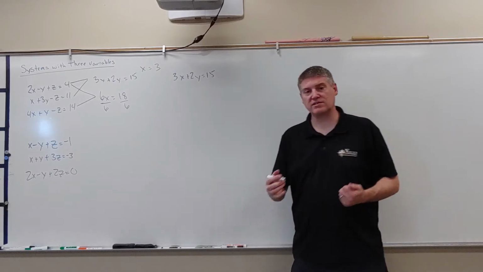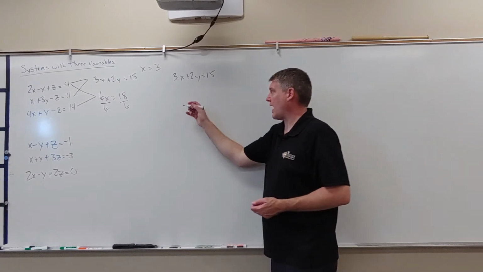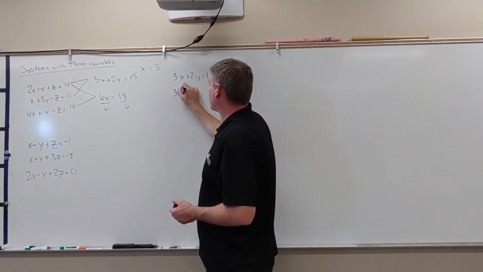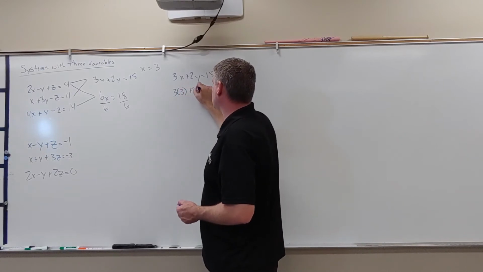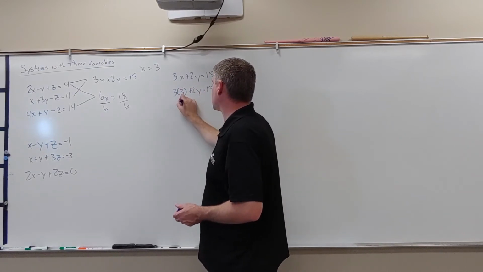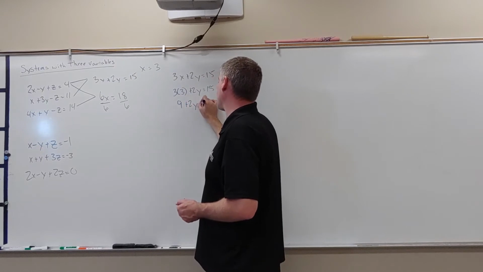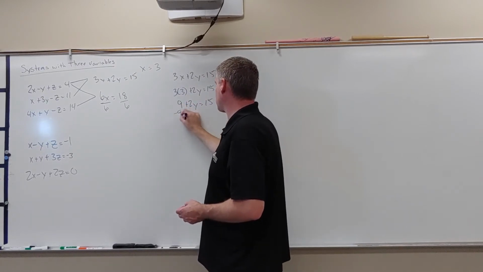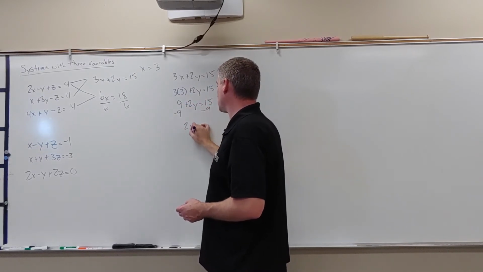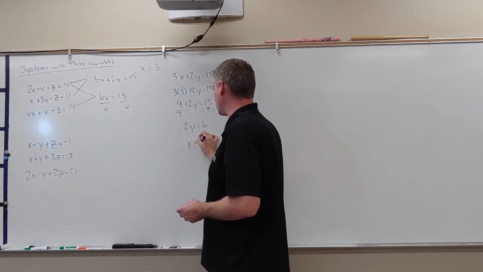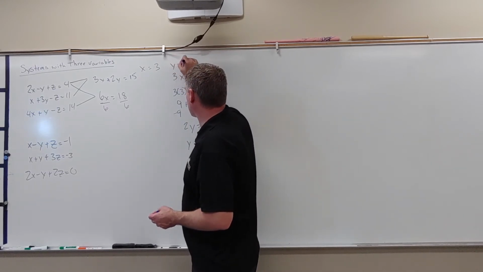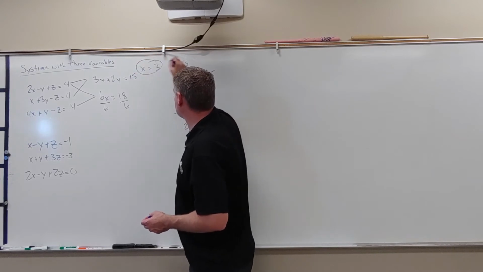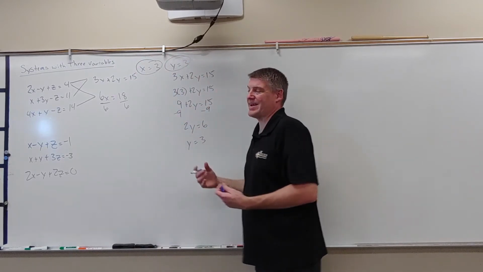Now the nice thing is I already have my x, so I'm going to plug that in. 3 times 3 plus 2y equals 15. 9 plus 2y equals 15. Subtract my 9. 2y equals 6, or y equals 3. So y equals 3.